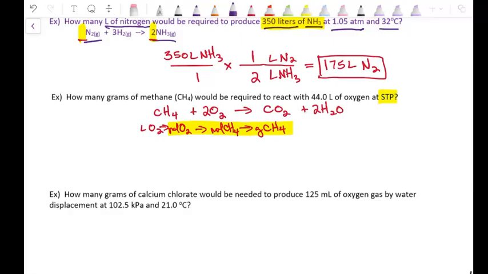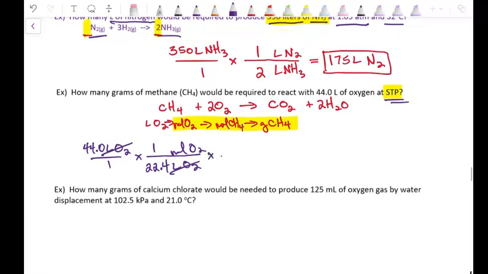So if I have 44 liters of O2, and I want to convert that to moles of O2, just like my plan says, I can use the fact that I'm at STP, and this only works if I'm at standard temperature and pressure. I know that 1 mole of a gas occupies 22.4 liters. And so liters goes away, and now I can go from moles of oxygen to moles of methane.